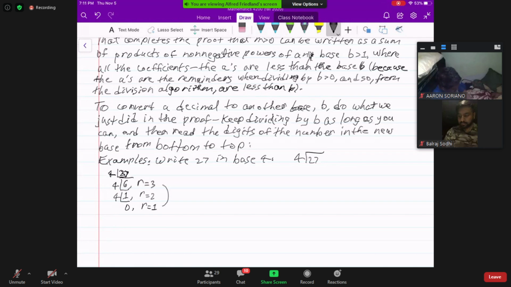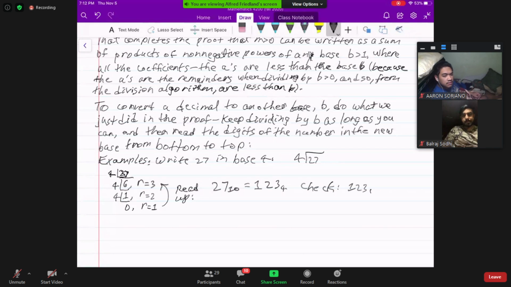And so now we read up. And the answer is 27 base 10 equals 1, 2, 3, and you have to write base 4. Again, that's not 123, it's 1, 2, 3, base 4. How do you check it? The way we did before.